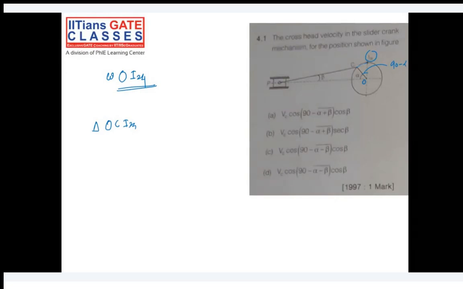If you join it, other angles you can also find. Can you write like this: O I center 2 4, let's say, cos of beta is equal to OC cos of 90 minus alpha plus beta, something like this. Think on it.